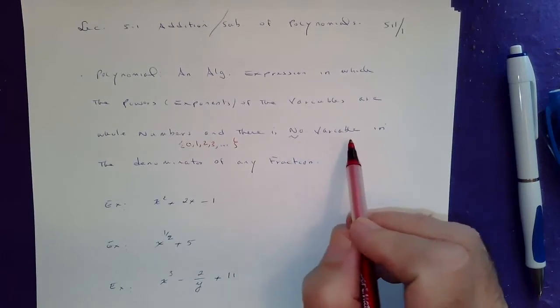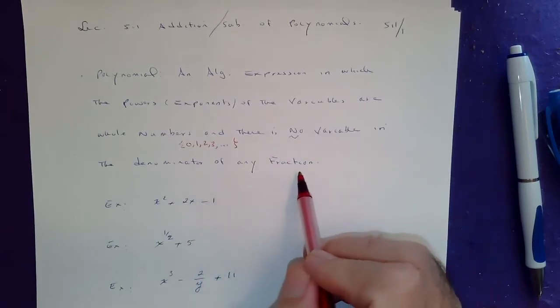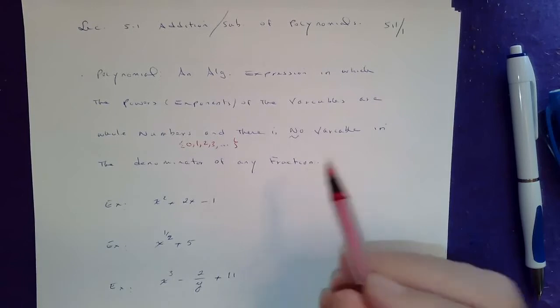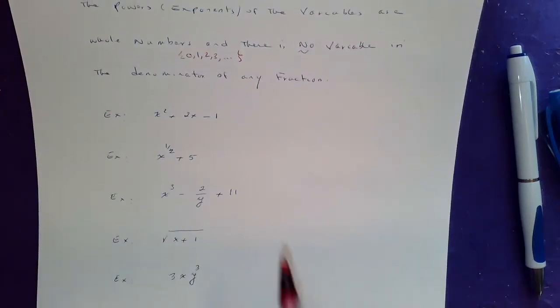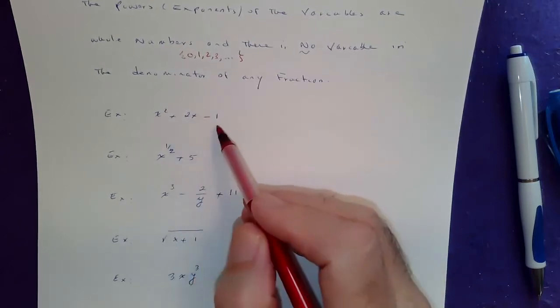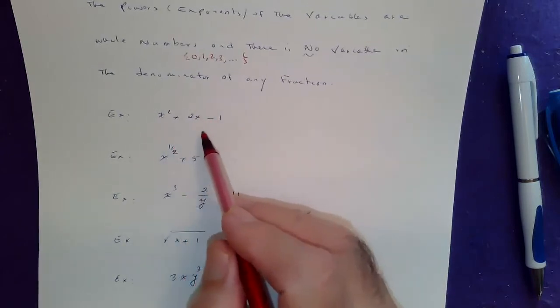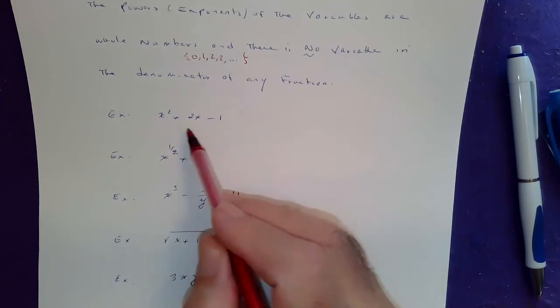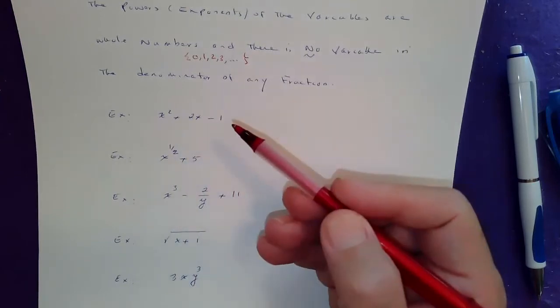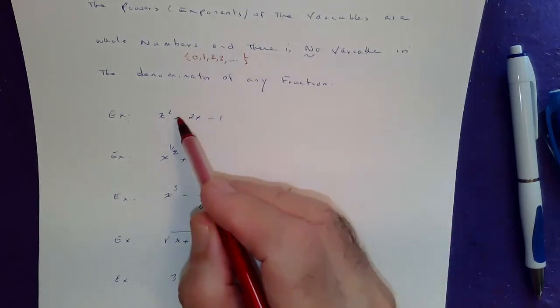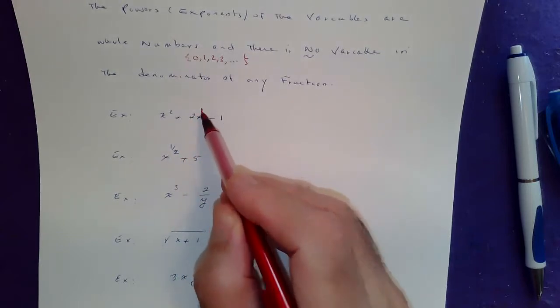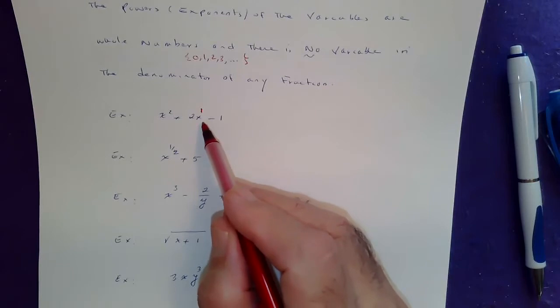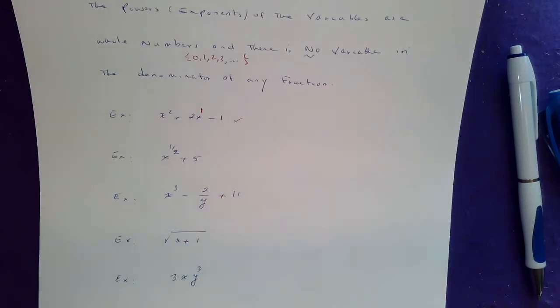And there is no variable in the denominator of any fraction. So let's see if the following expressions are polynomials or not. Well, the first one is a polynomial because there is no x or any variable at the bottom of any fraction. I don't even have a fraction. And the powers of the variables happen to be whole numbers. Notice this one doesn't have a power. By default, it's 1. So this is a polynomial.